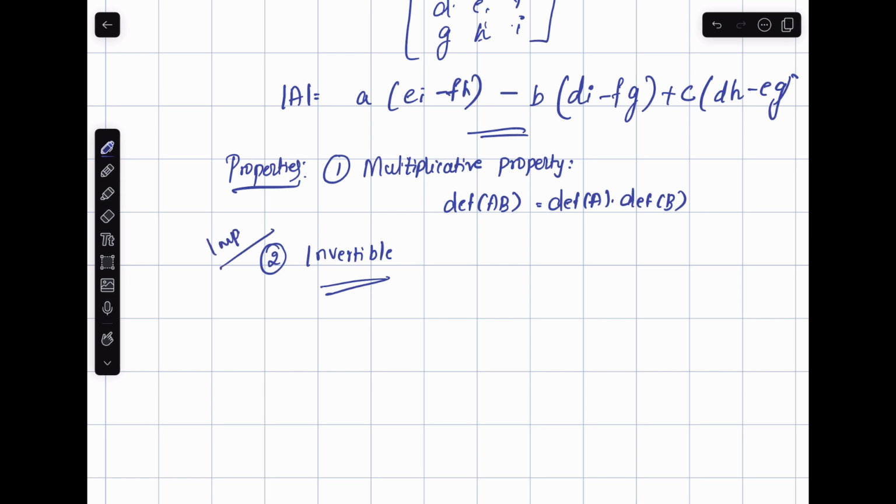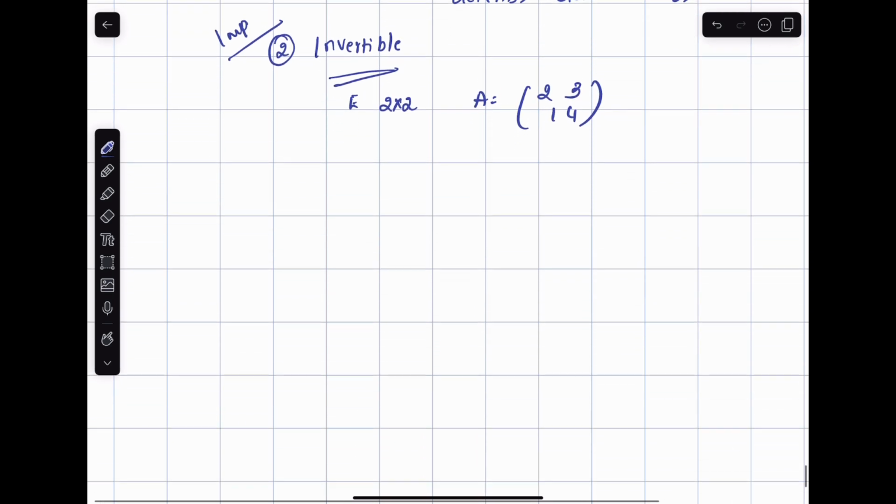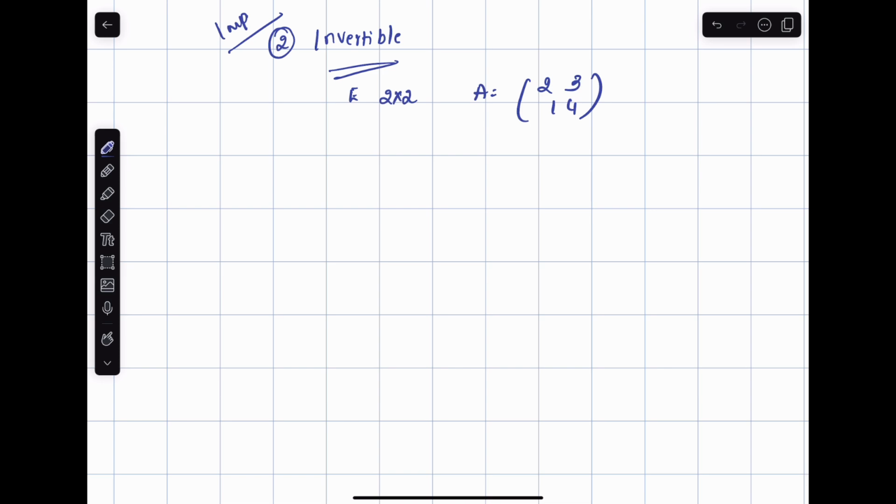This is kind of important. So what is an invertible matrix? Suppose you have a 2 cross 2 matrix. For example, say A is equal to 2 3 1 4. How will you find the inverse of the matrix? Step 1 is finding the determinant of the matrix A, which is 2 into 4 minus 3 into 1. Right, so I'll get the answer as 8 minus 3, which is 5.